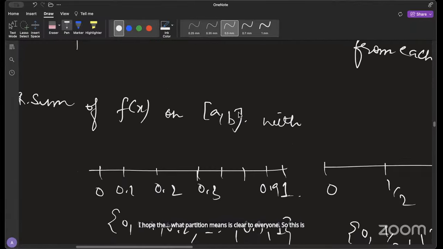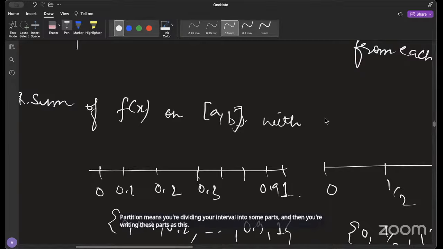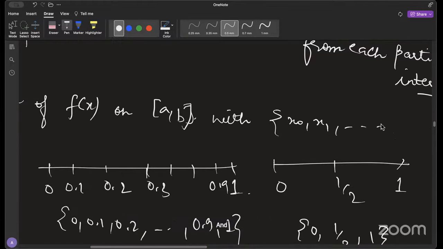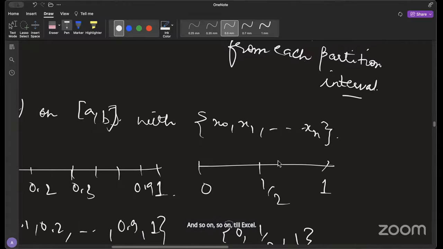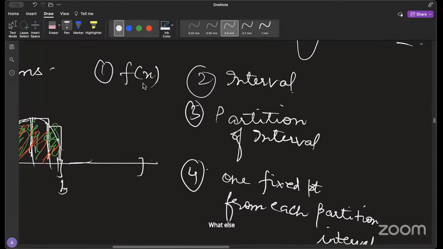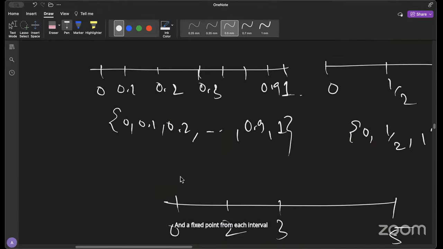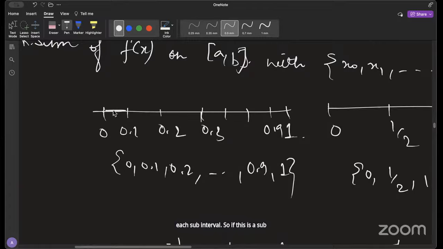So this is a partition. Partition means you're dividing your interval into some parts, and then you're writing these parts like this. So let's say your partition is x0, x1, and so on till xn. What else do we need? We need f(x), the interval, the partition, and a fixed point from each subinterval. So if this is a subinterval of your partition, 0 to 0.1, then 0.1 to 0.2, this is the partition. Then you have to take one point from 0 to 0.1. Take some point, and that point will be given to you in the question.